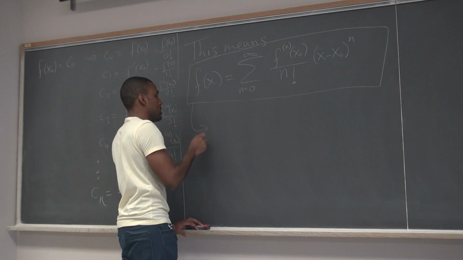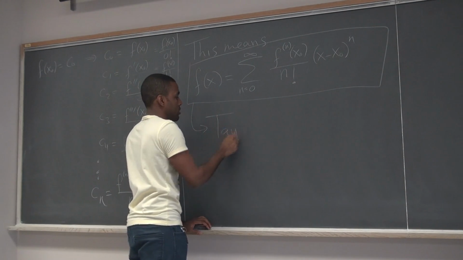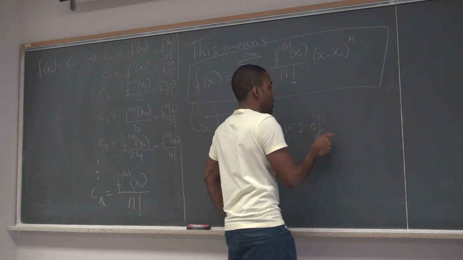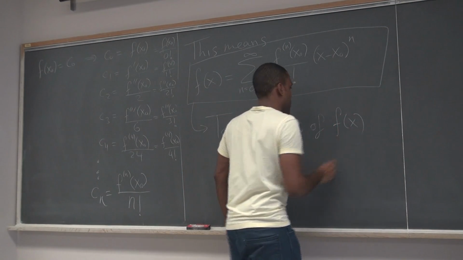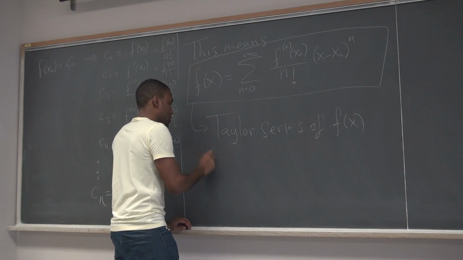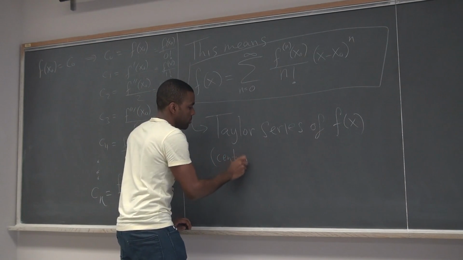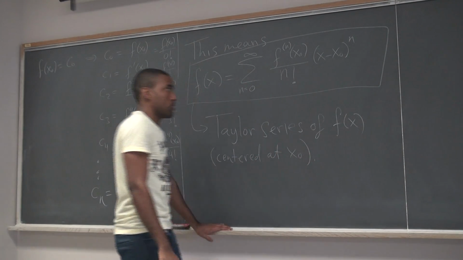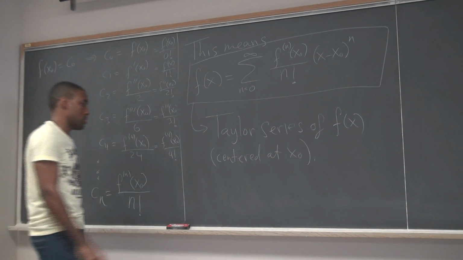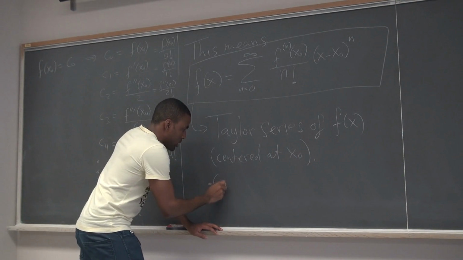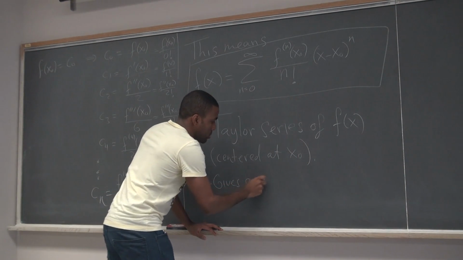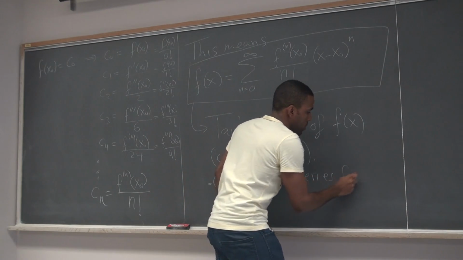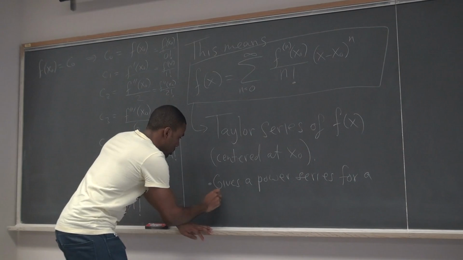This, ladies and gentlemen, is called the Taylor series. It's called centered at x naught. Basically what it does, it gives a power series for, I don't know, a random function.